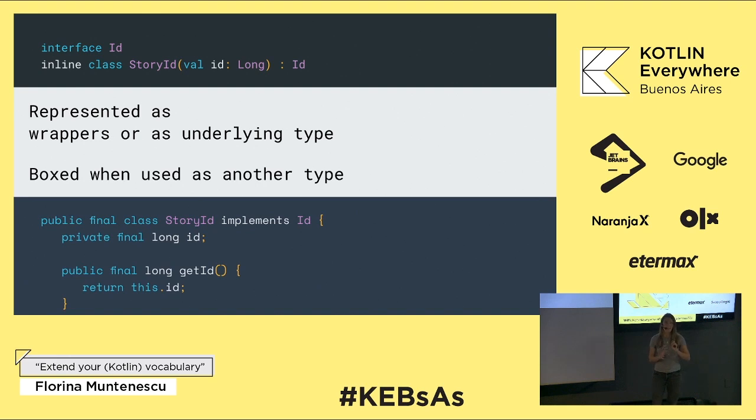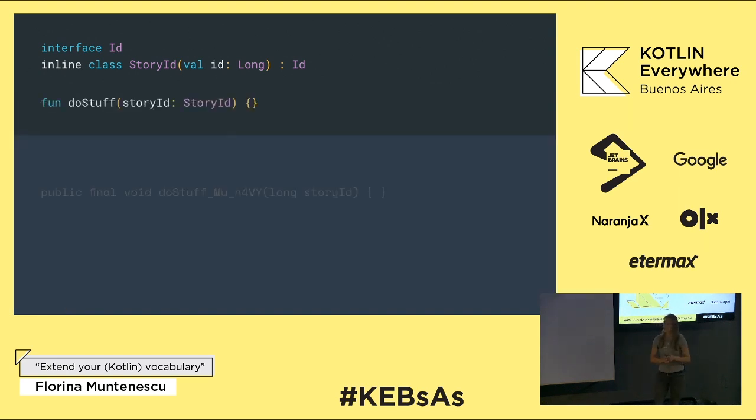So an inline class is going to be boxed when it's used as another type. Keep this in mind for later. You'll need it. OK, so what does that mean? Let's say that we have a function called doStuff of a StoryID. This means that in the decompiled code, this is going to be unboxed because it can just pass the long. It knows that, OK, I don't need an object. I can just pass it like this.